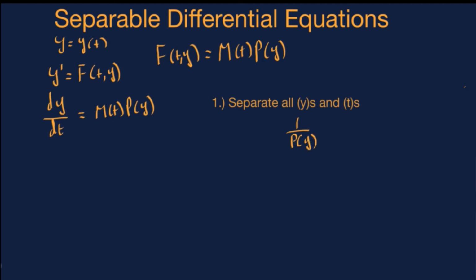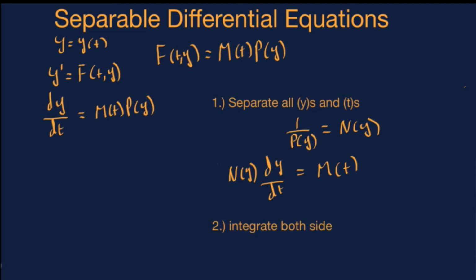So we can actually call that the function n of y. So when we multiply both sides by n of y, we get n of y times the derivative of y with respect to t is equal to m of t. And once you have it in this form, if we integrate both sides with respect to t, then on the left side we can use u substitution.